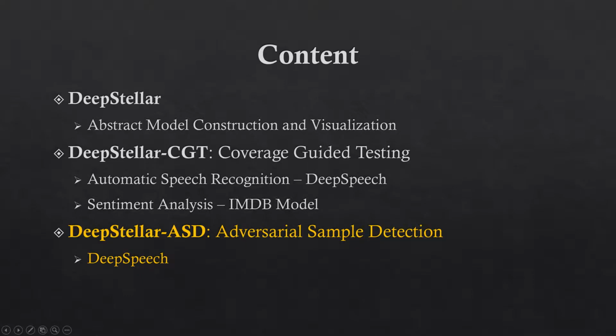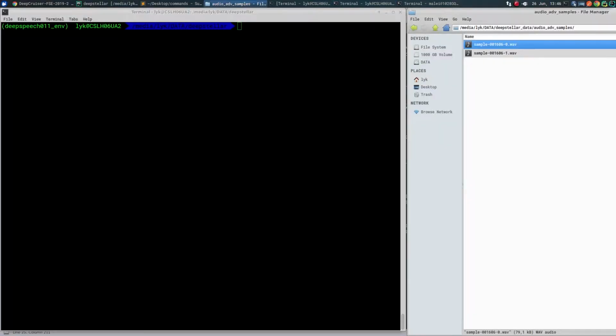For the last part, we show how DeepStellar can distinguish benign and adversarial samples, and we demonstrate with the DeepSpeech model and with a pre-trained classifier. Now we listen to two audio clips.